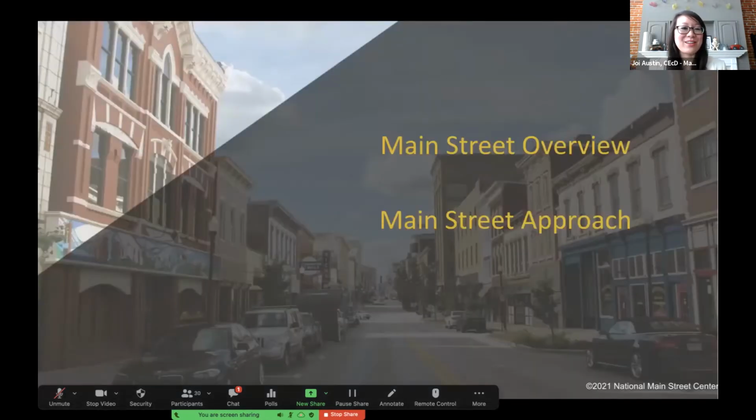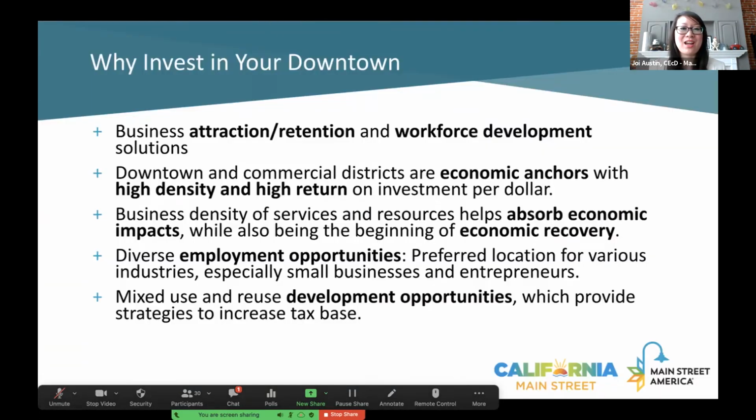Again, starting off with a brief overview of the Main Street approach. Why are we all investing in our downtowns? I'm speaking to the choir a bit here, but it's really about attraction and retention. I always like to start with the why in mind. Downtown commercial districts really are our economic anchors, with high density and high return on investment per dollar when you look at what you're putting into your downtown.